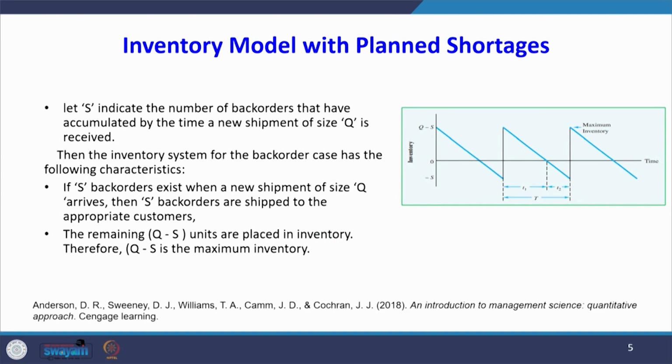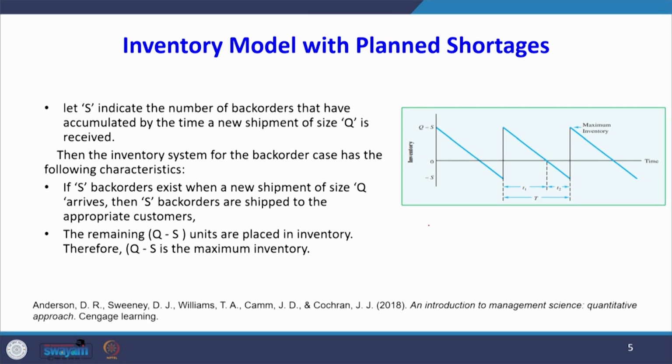Inventory model with the planned shortages. Let S indicate the number of back orders that have accumulated by the time a new shipment of size Q is received. Here S is the number of back orders, shortages. Then the inventory system for the back order case has the following characteristics. If S back orders exist when a new shipment of size Q arrives, then S back orders are shipped to the appropriate customers.